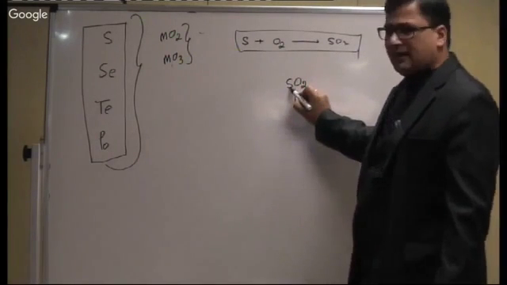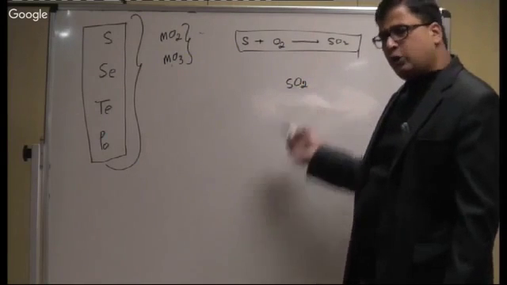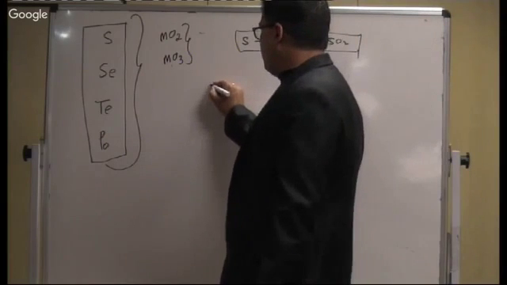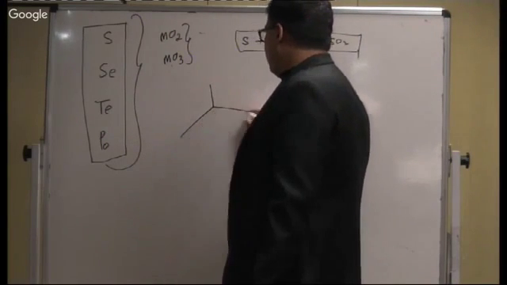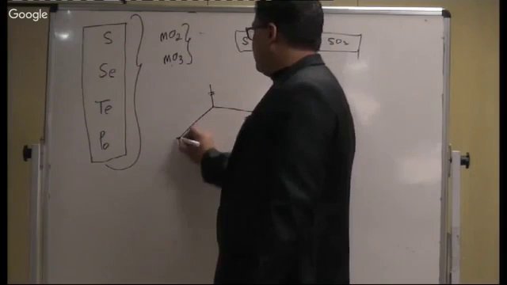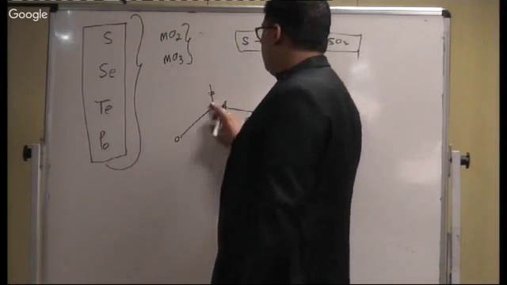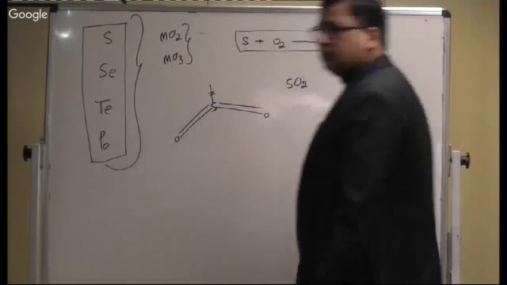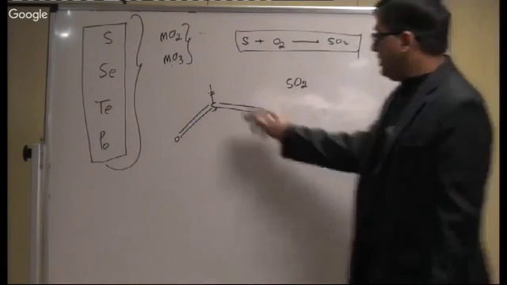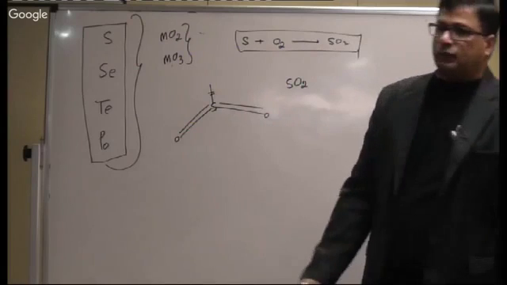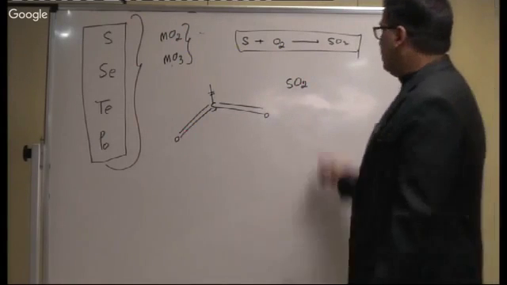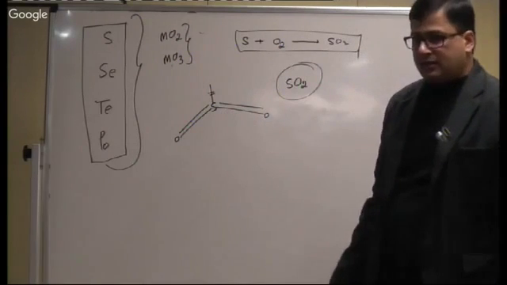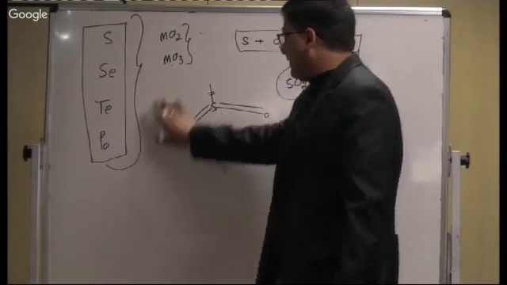देखो सल्फर सेंट्रल एटम है 6/2, 3, sp2. What is the shape of sp2? Triangular planar. So one lone pair, this is oxygen, this is oxygen, this is sulfur forming 2 pi bonds. So the shape is angular. This is the structure of SO2. SO2 is a gas, so no polymer form; SO2 exists in this form.